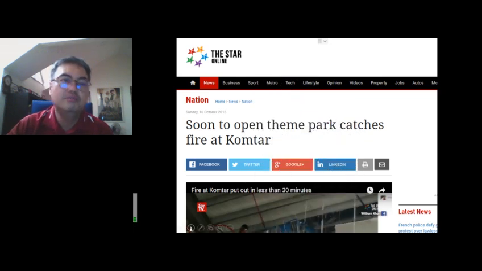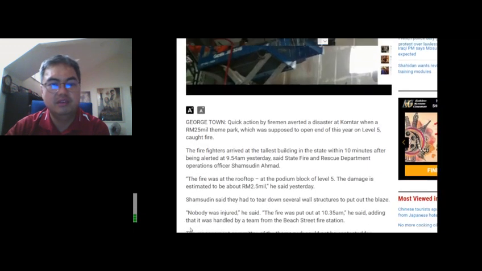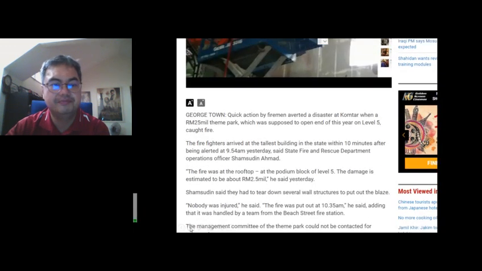Perhaps an example would be in this news report on the 16th October 2016, where there was a theme park at Komta which caught on fire. And if we look further down, you'll see where it was stated that they had to tear down several wall structures to put out the blaze. So what they did was that they actually had to destroy certain of the wall structures in order to protect the entire building from burning down. So this was a classic example where there was an immediate need of protection, and the means that they used was reasonable in the circumstances.